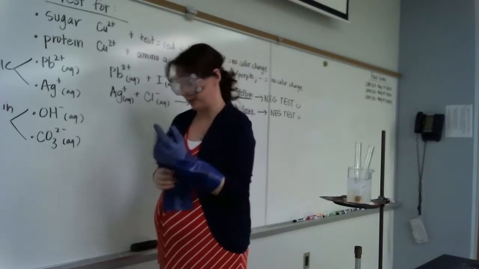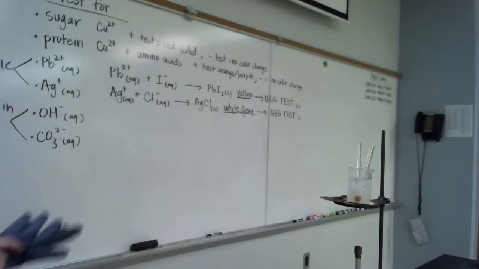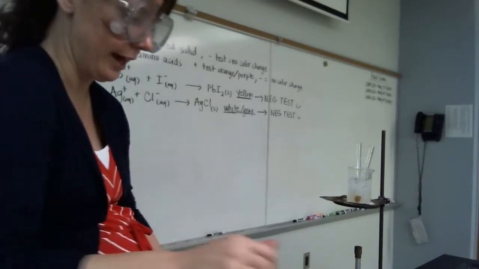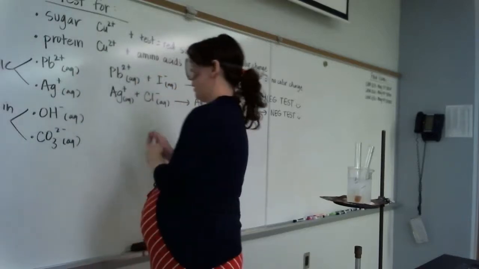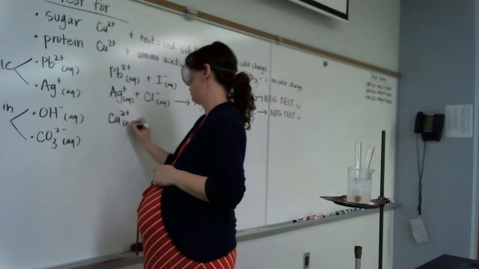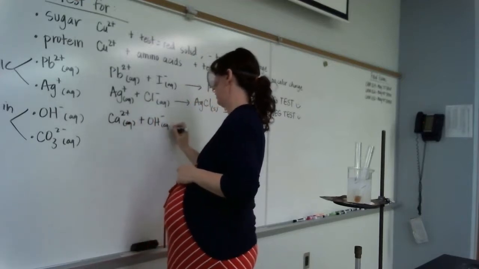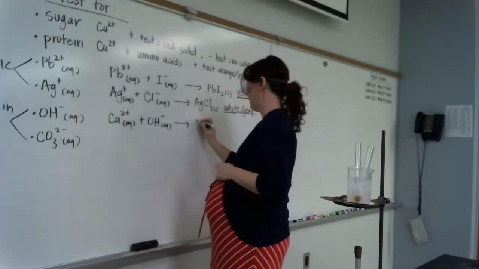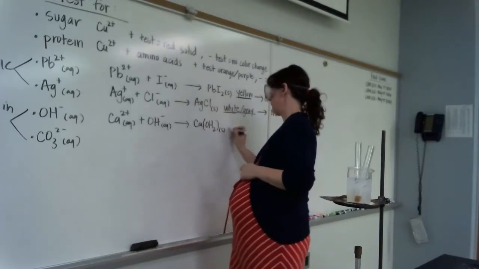But here's the interesting thing. When you try to precipitate them out, we're going to use calcium ion to try to precipitate them out. If you take calcium ion and you add it to hydroxide ion, you get a white precipitate, which is white.